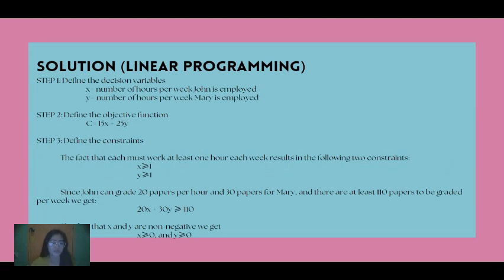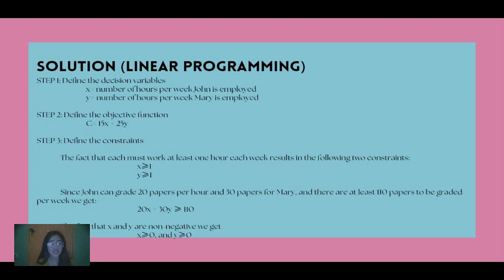Solution to the problem. Step 1 is to define the decision variables: x, number of hours per week John is employed, and y, number of hours per week Mary is employed. Step 2, define the objective function. The objective function is C equals 15x plus 25y. Step 3 is to define the constraints. The fact that each must work at least 1 hour each week results in the following two constraints: x is greater than or equal to 1, and y is greater than or equal to 1.